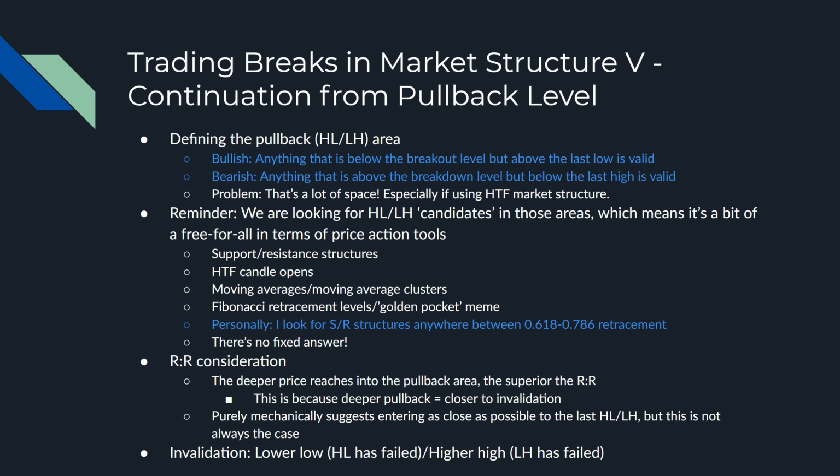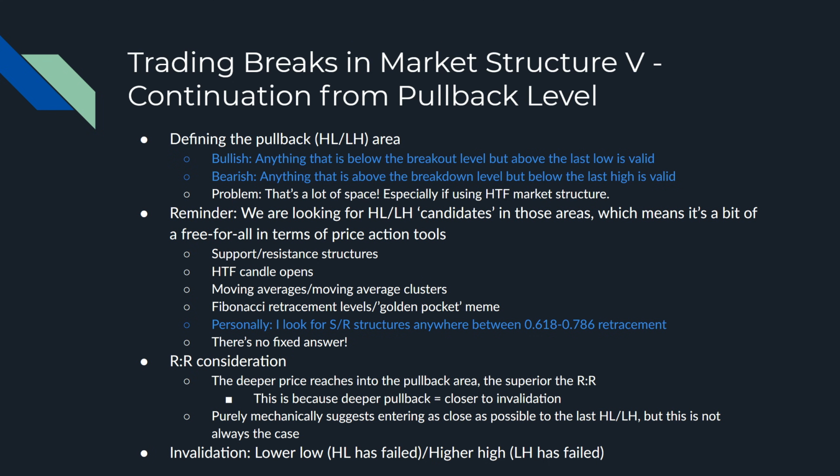So it's a bit of a free-for-all, really, in terms of price action tools. Support resistance structures, high time frame candle opens, moving averages, moving average clusters. I think retracement and fib kind of stuff is really good for this, like golden pocket, 618, etc. For those interested in my personal approach, and again, in the study guide, there's a whole chapter on Fibonacci levels, which just talks about market structure breaks and this exact topic on deeper retraces.